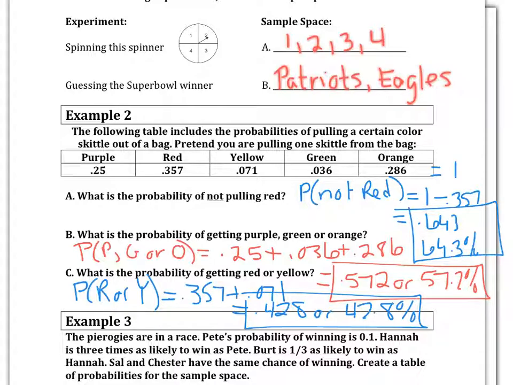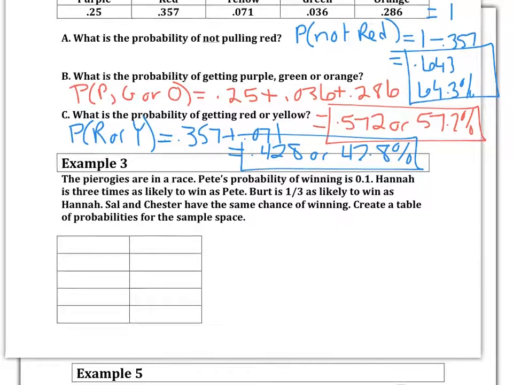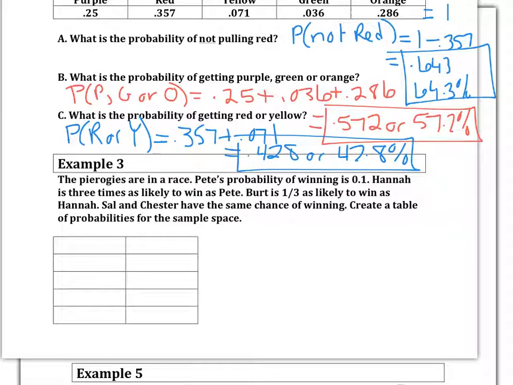Okay, in the next problem, let's read through it. We see it says that the pierogies are in a race. So if the pierogies are in a race and Pete's probability of winning is 0.1, Hannah is 3 times as likely to win as Pete, Bert is 1/3 as likely to win as Hannah. Sal and Chester have the same chance of winning. Create a table of probabilities for the sample space.